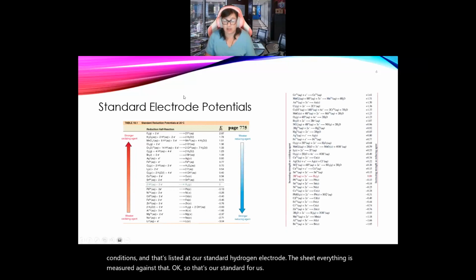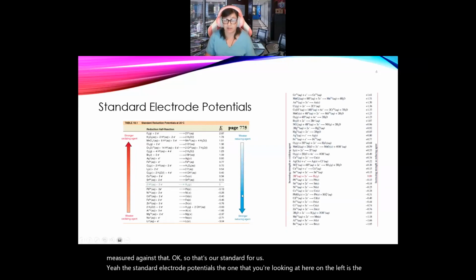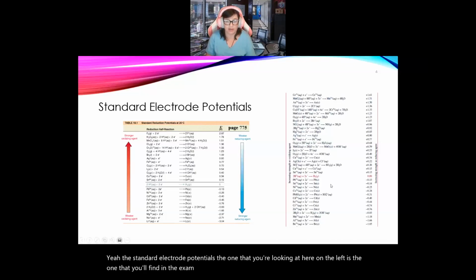Now, these standard electrode potentials, the one that you're looking at here on the left is the one that you'll find in the exam handouts. The one that you're looking at here on the right, I have actually pulled off of the internet because it has some other values in it that I wanted to be able to use.